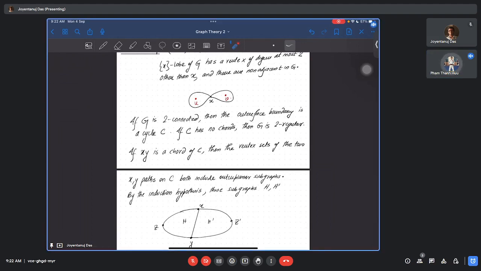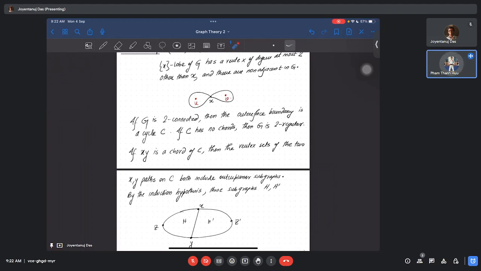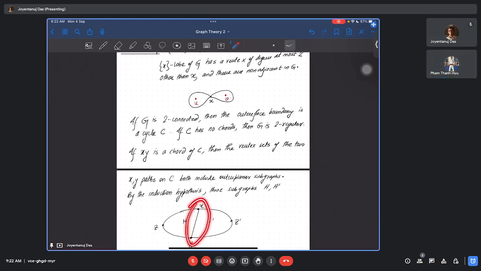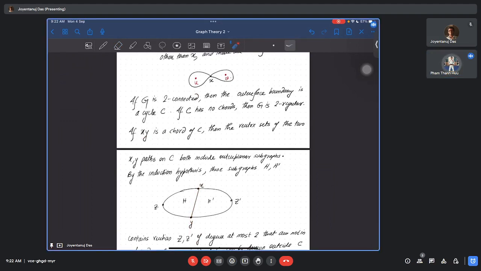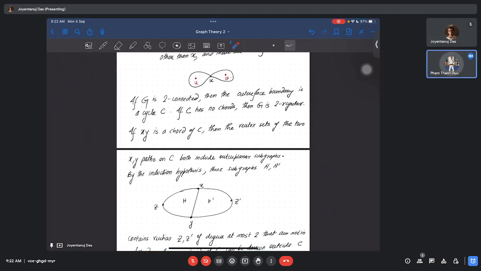Now the next case is if G has a chord. So this is the chord case. So this is my chord. Suppose XY is a chord. But we don't know how many chords there are. We don't know how many chords are there. So then, if K complete, that should not have a chord.